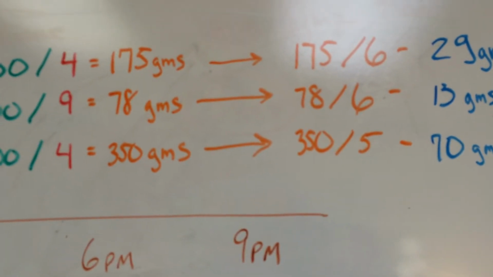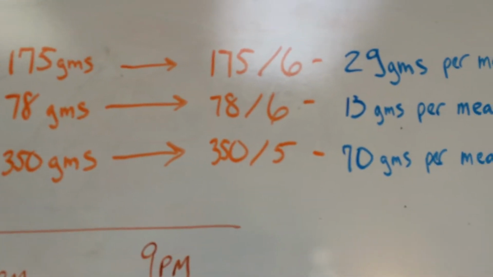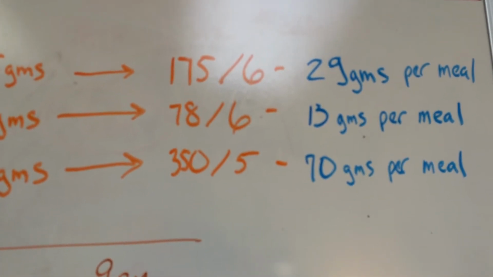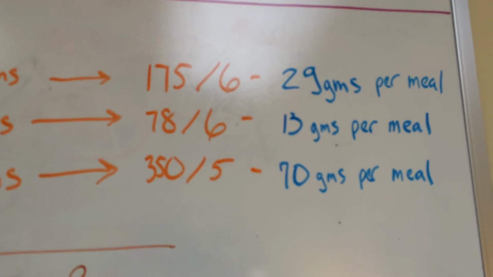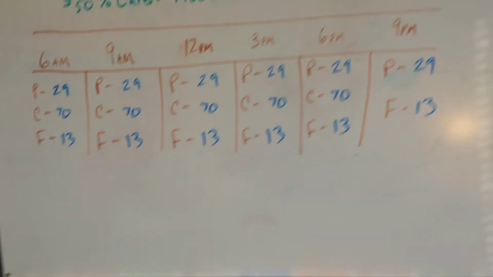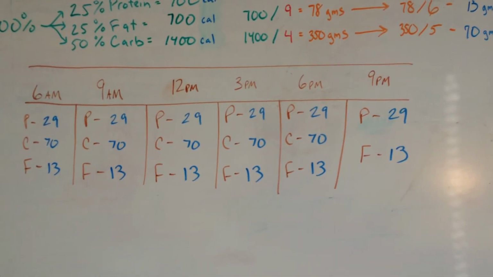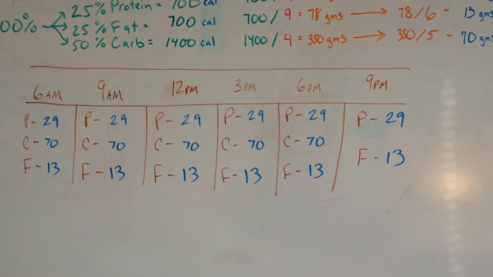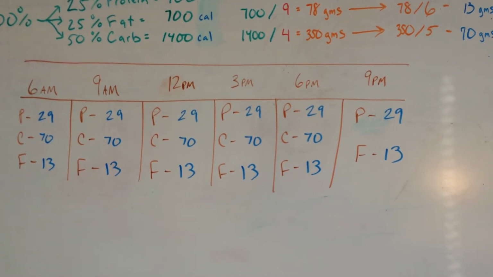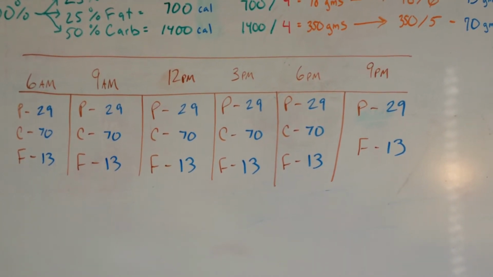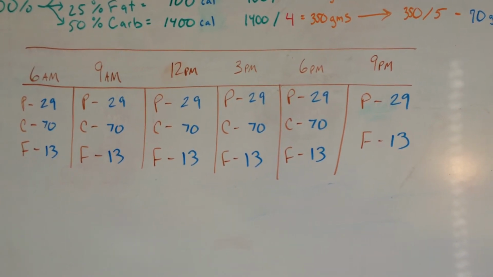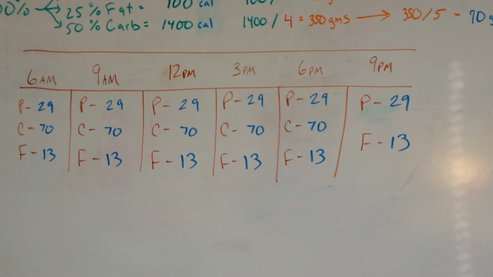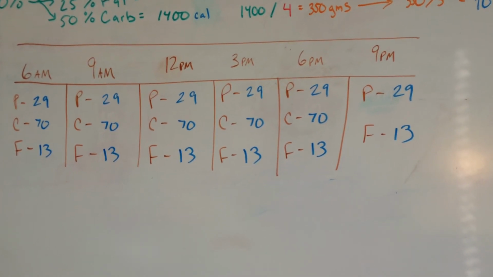Then we're going to take our 350 grams of carbs. We're going to divide that by 5, because we're not having carbs for our last meal of the night, which means we're only having carbs for 5 meals. That gives us 70 grams of carbs per meal. So now you can see we're going to be doing 29 grams of protein per meal, 70 grams of carbs per meal with the exception of the last meal of the night, and 13 grams of fat per meal every meal. And you should have a good idea now of what a protein, what a carb, and what a fat is from our video that we did yesterday.